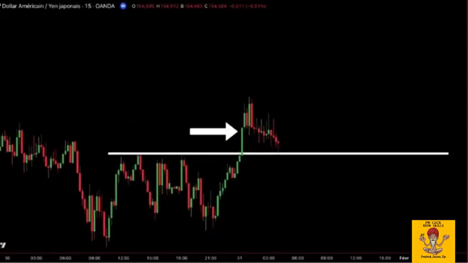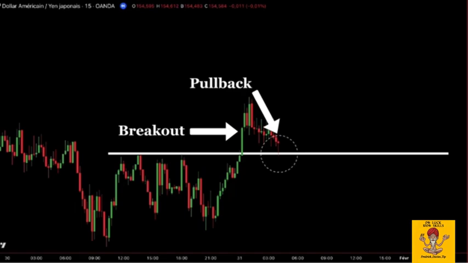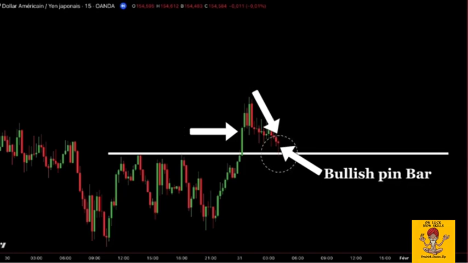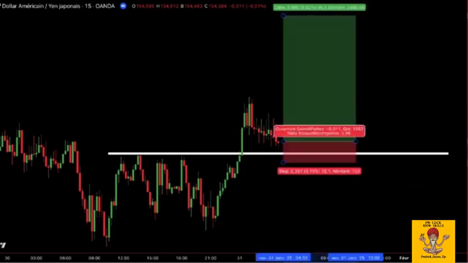When price breaks above a key resistance level and then pulls back to retest it as new support, a bullish pin bar can signal a strong rejection. A pin bar is a candlestick with a long lower wick and a small body, indicating that buyers are stepping in after the retest. Here's how to trade this setup correctly. You can place your entry just above the pin bar's high after it closes. This confirms that buyers are stepping in and price is likely to push higher.